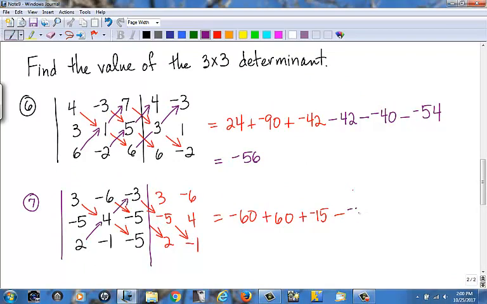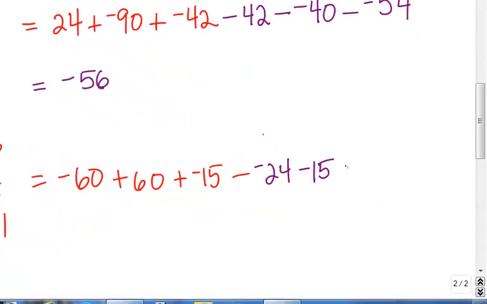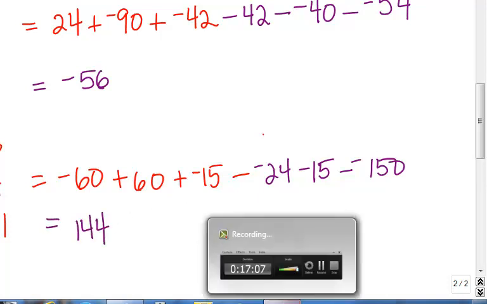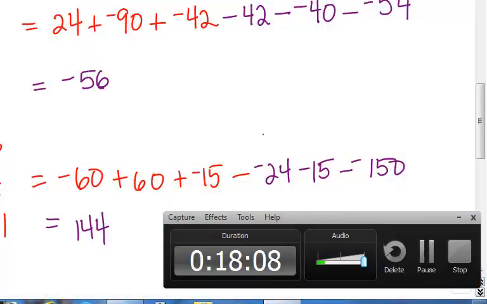So minus a negative 24, minus 15, minus a negative 150, and final answer 144. Okay. And you guys thought this was hard at the beginning.